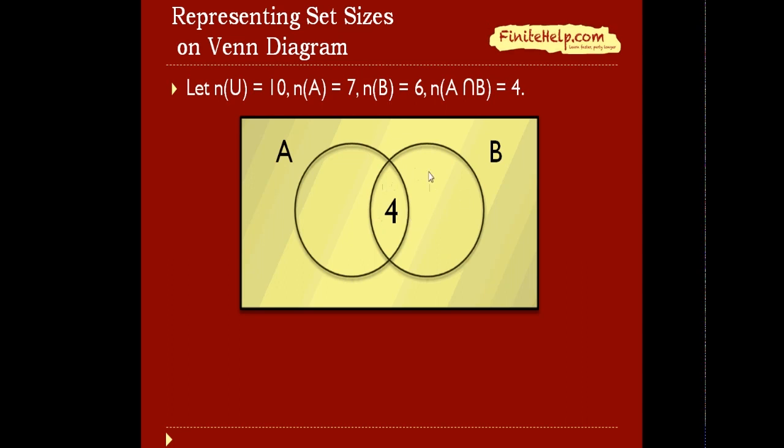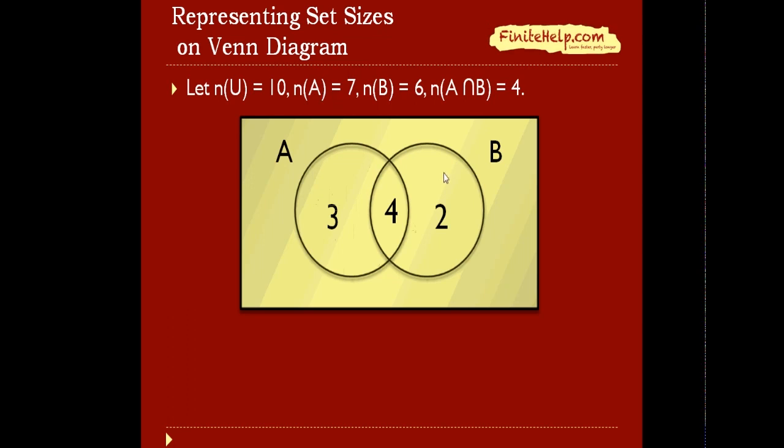We can figure out what this area is, this crescent region here. Since the number of elements in B is 6, so entire B has 6 in it, and if 4 is over here, that must mean it leaves 2 over in this area. In the same way, the number of elements in A is 7, so this crescent-shaped region on this side is going to be 3.